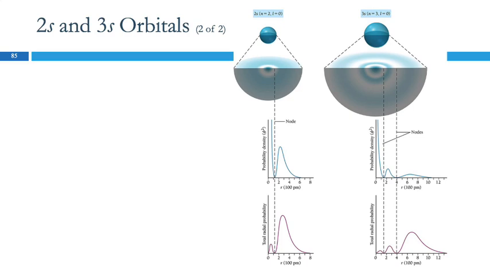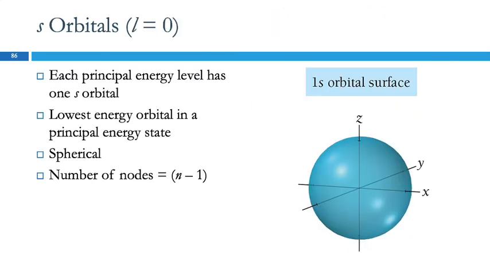So 2s and 3s have a node. So we're just going to ignore those probability densities because that's not right. For the 2s orbital, it's got a little blip here of probability, and then there's a node, and then the probability goes up and down. And for the third one, there's 2 nodes. So each principal energy level has an s orbital. It's always the lowest energy orbital in that state. It's spherical.